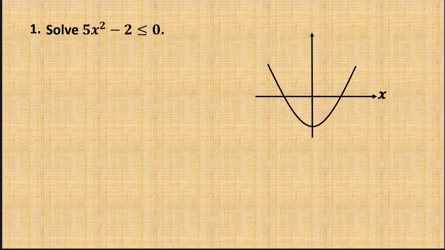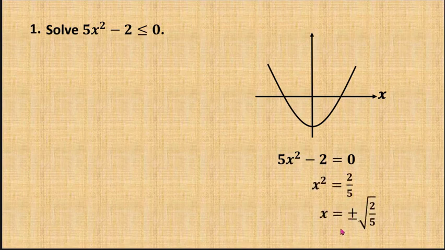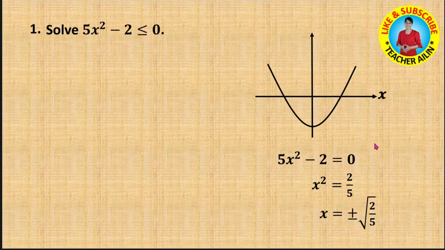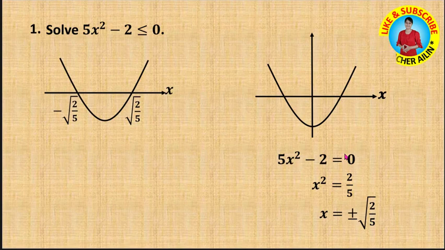Next, we need to find the x-intercept. To do this, we set the quadratic to 0 because at the x-intercept, y is equal to 0. Then, we get the values of x. To solve the inequality, we are interested in finding the range of values of x. So, just simply ignore the y-axis in order to focus on the x value.